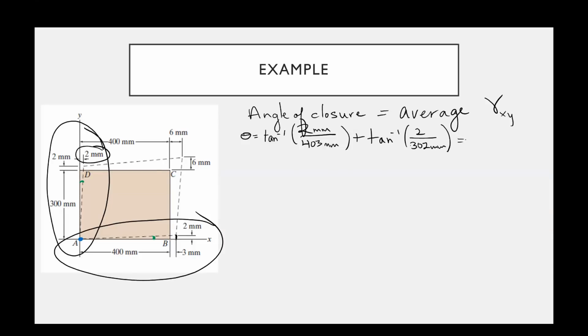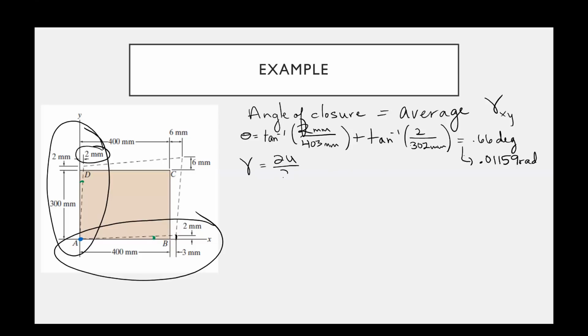And that gives us a value of 0.66 degrees, but we want it to be in radians. So that converts to 0.01159 radians.